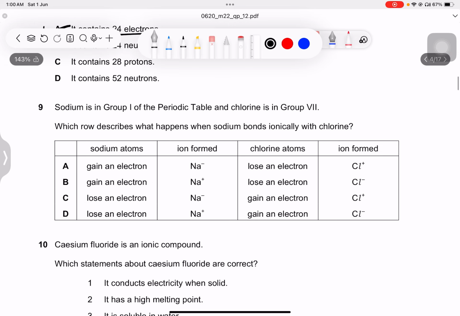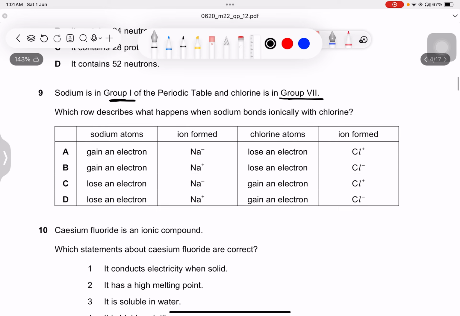Next, sodium is in group 1 of the periodic table and chlorine is in group 7, which row describes what happens when sodium bonds ionically with chlorine.